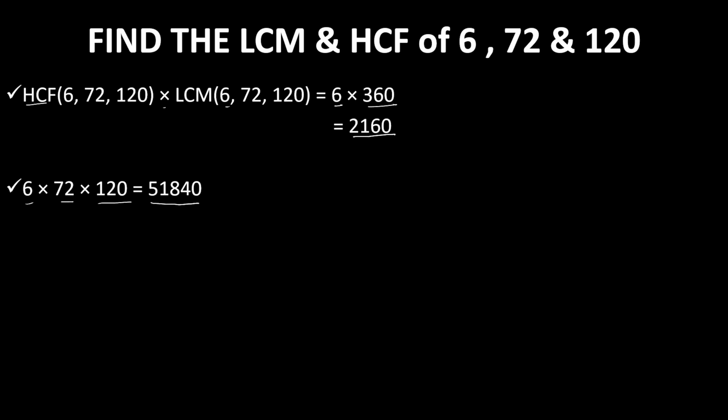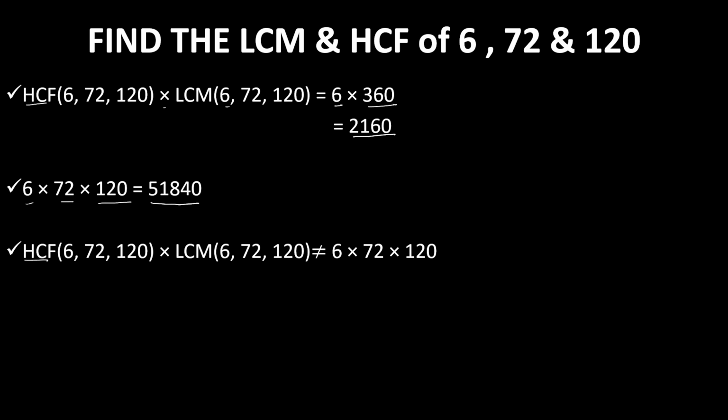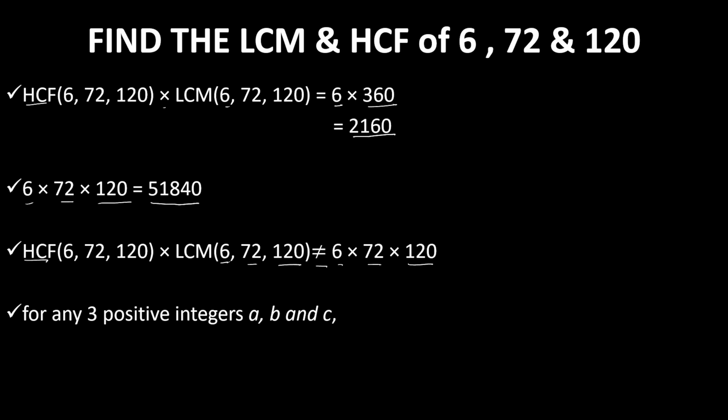So at the end we will be writing down HCF of 6, 72 and 120 into LCM of 6, 72 and 120 is not equal to 6 into 72 into 120. So, in general, we can say that for any three positive integers a, b and c, the product HCF of a, b, c into LCM of a, b, c is not equal to a into b into c.